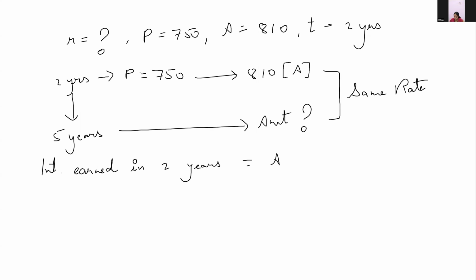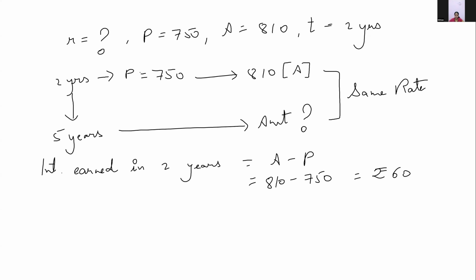A minus B. That is, what's my amount? 8110 minus 750, which is 60. Okay, that is my interest. Now, we have the simple interest.